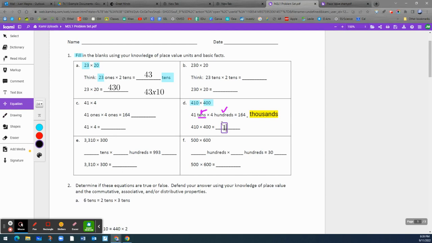So it's going to be 164, and it says thousand. So thousands means 3 zeros: 1, 2, 3. Again, going back to review, this represents a 10, and this represents 100. So when you multiply those two numbers, it equals 1,000. And this is why the product of this multiplication is exactly this number.